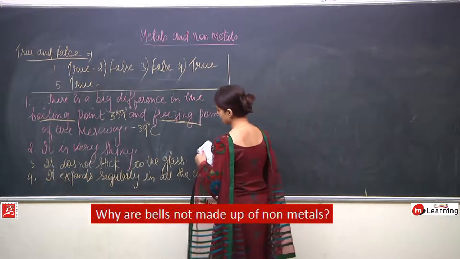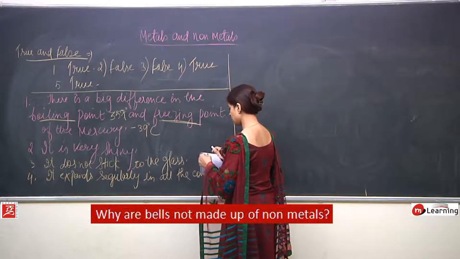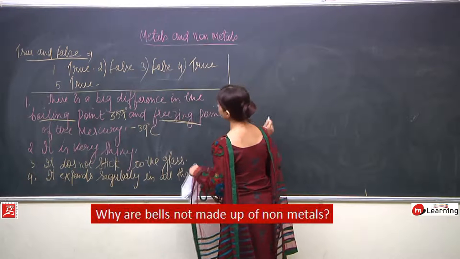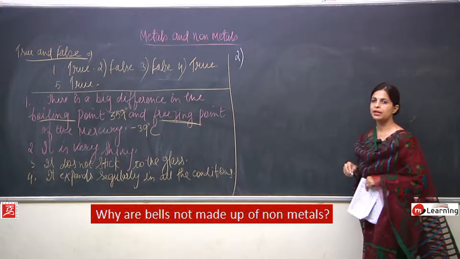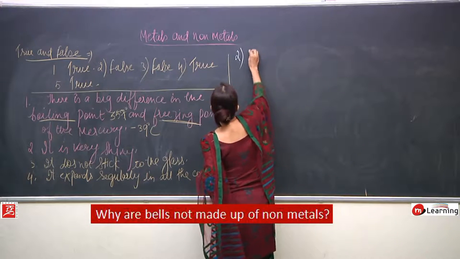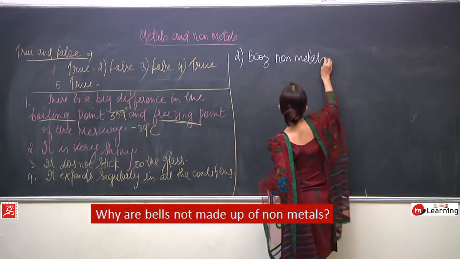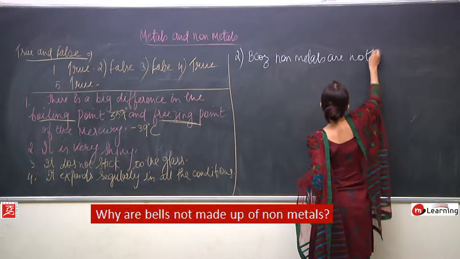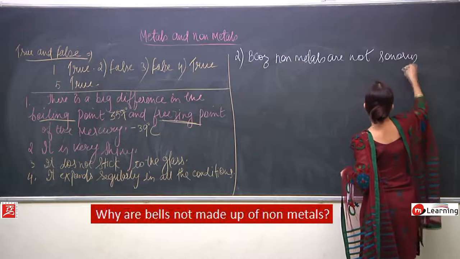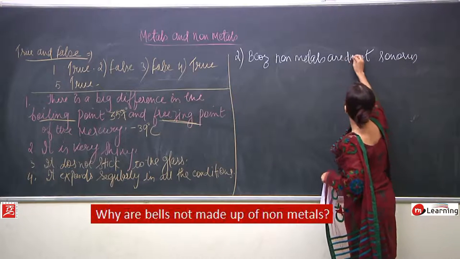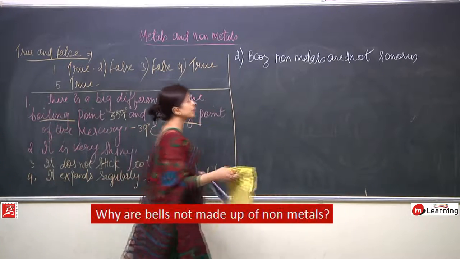Question number 2. Why nonmetals are not used for making bells? Very simple answer, because nonmetals are not sonorous. Or, I'll change the sentence if you want a better one. This sentence is also correct, no problem in this.